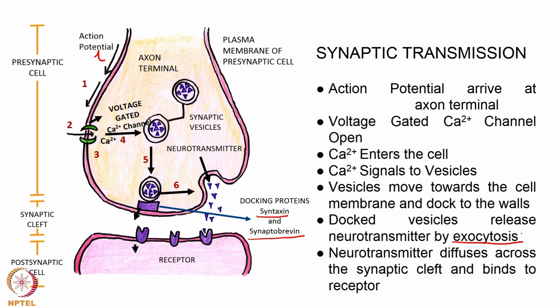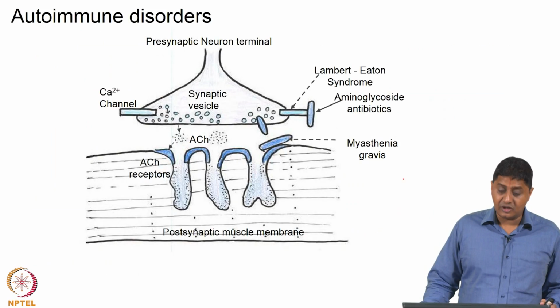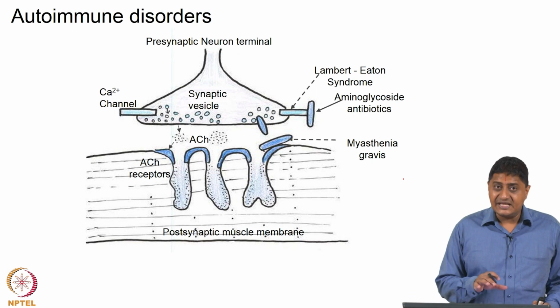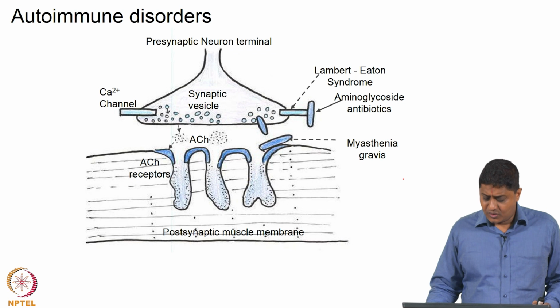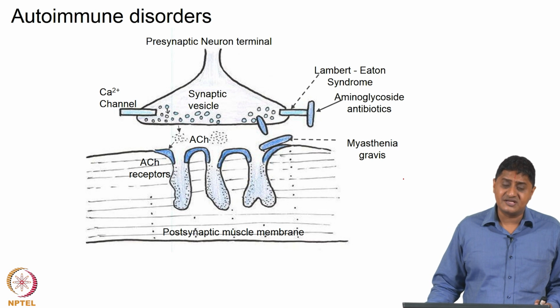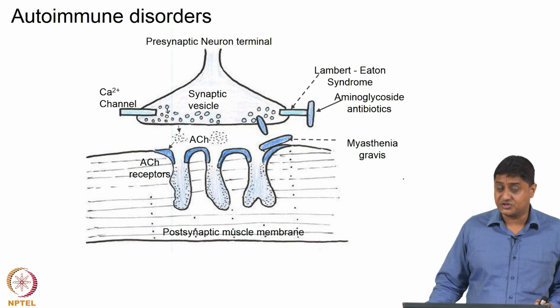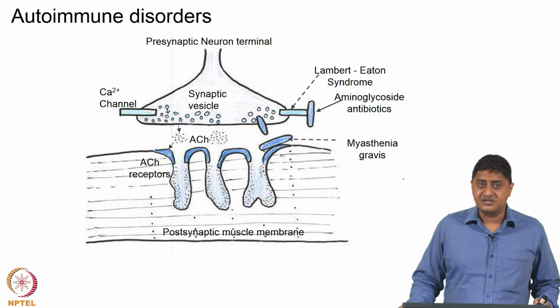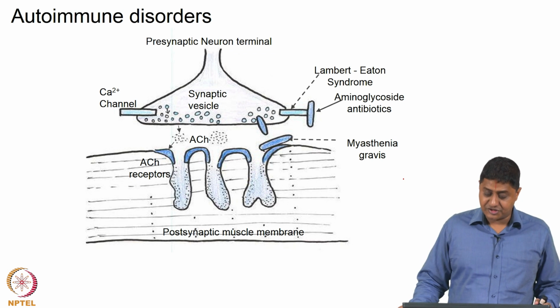Now the question is, what are the various things that could go wrong and what would be the effect of these problems? First we start out with autoimmune disorders. There are two specific cases that we will discuss in the context of the neuromuscular junction. One is, for whatever reason, the immune system wrongly labels the voltage gated calcium channels at the presynaptic terminal as an invader, as an outsider. Then the immune system attacks the voltage gated calcium channel, destroying it and preventing its function.